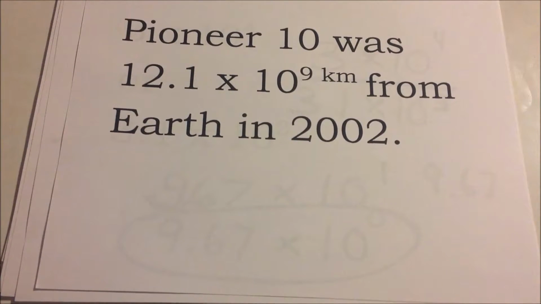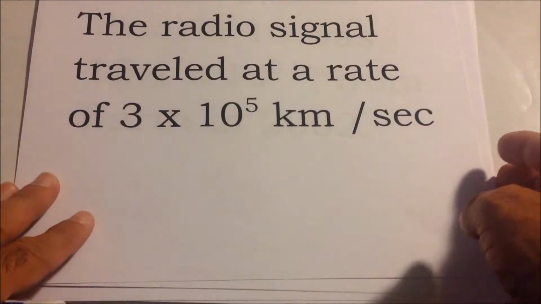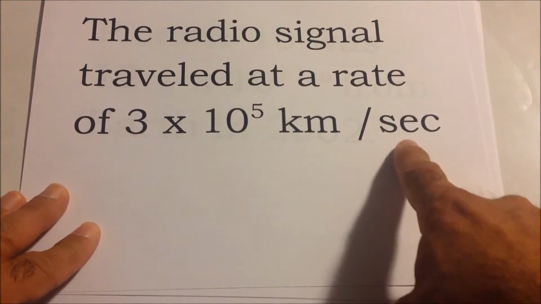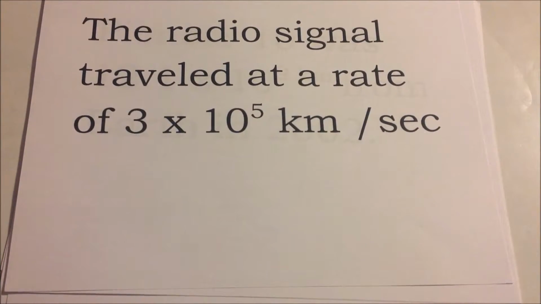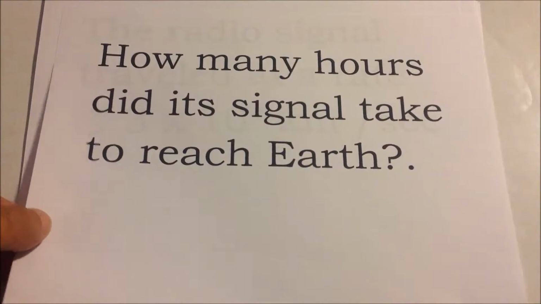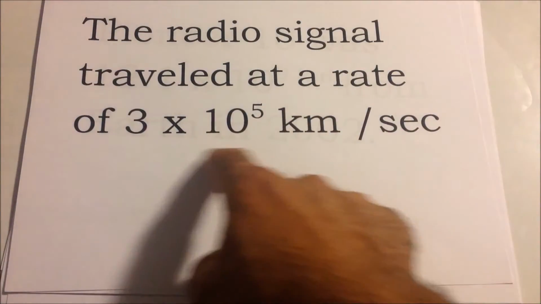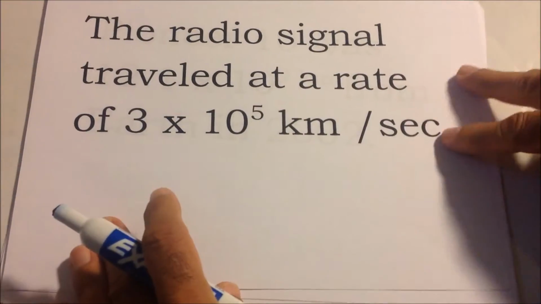And the radio signal traveled at a rate of 3 times 10 to the 5th kilometer a second. Now be careful when you see these. Second. Keep that in mind. But the question says, how many hours did its signal take to reach Earth? They're giving us the rate in seconds. So we need to first know, what is the rate in hours? And in order to do that, you need to know, well, how many seconds are in an hour?